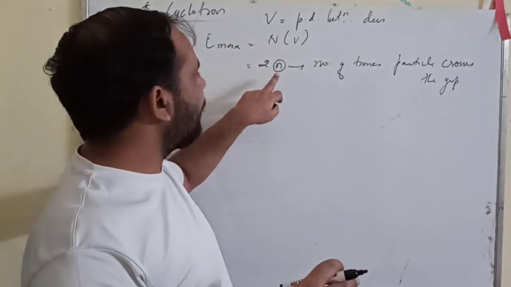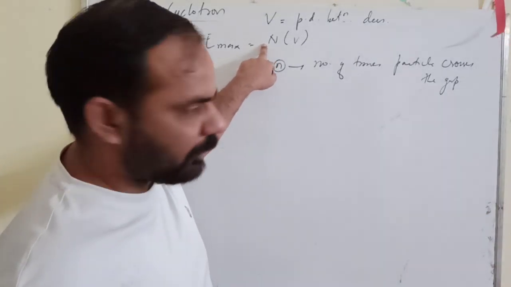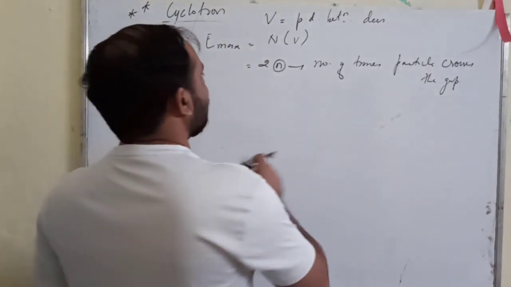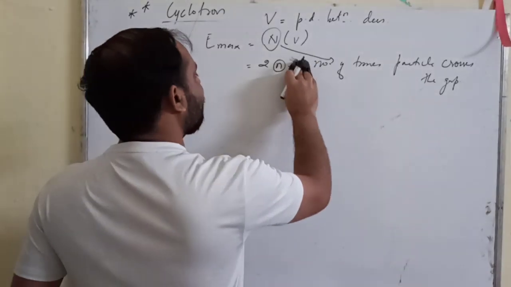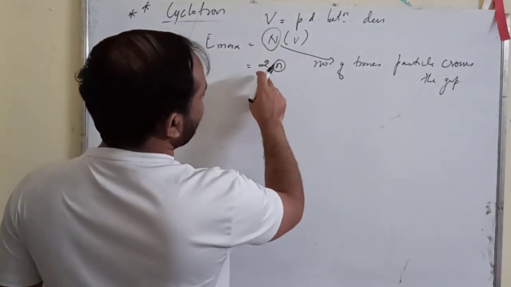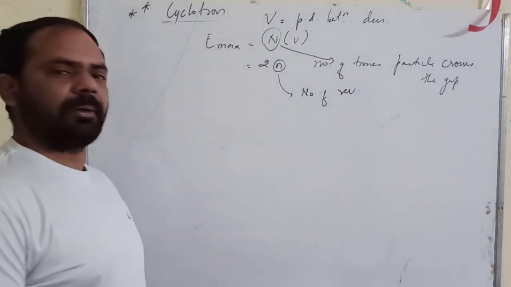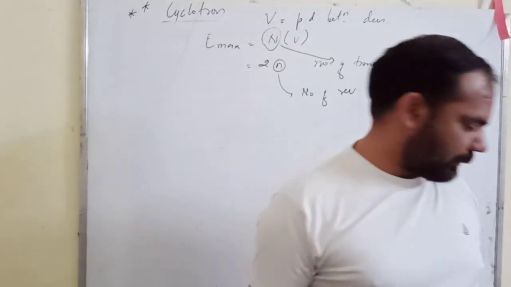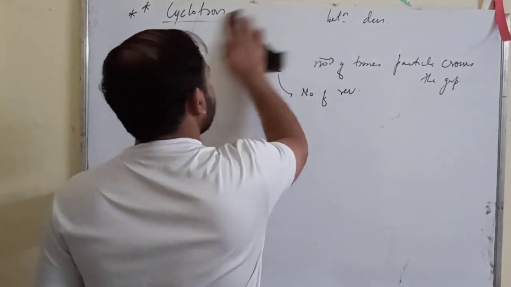And how many times has it crossed the gap? This is the number of revolutions, and this should be the number of times it has crossed the gap. Just do it the opposite way. It should be this one. The number of times the particle crosses the gap is equal to 2n, where n is the number of revolutions, because in one revolution the particle crosses the gap twice. So with this formula also you can obtain the maximum energy.